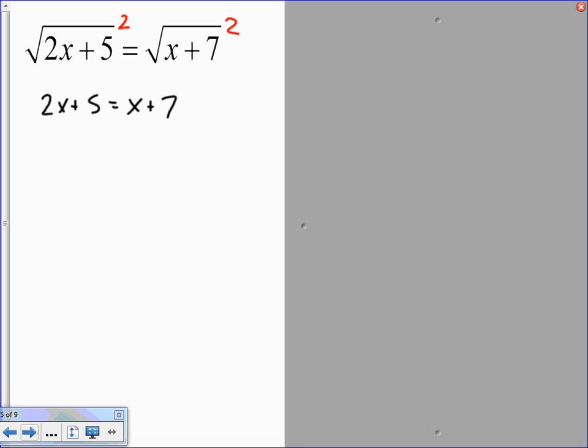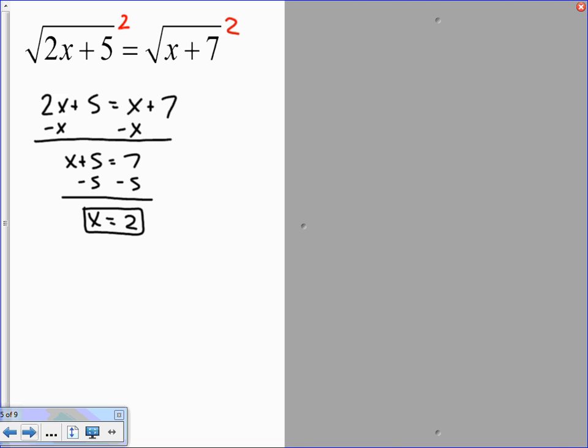Oh yeah, that's an easy one from Algebra 1. Multi-step. I'd subtract x from both sides. And then I would have x plus 5 equals 7. And then I'd subtract 5, and I'd come up with x equals 2. What should I do? Check my solution real quick.